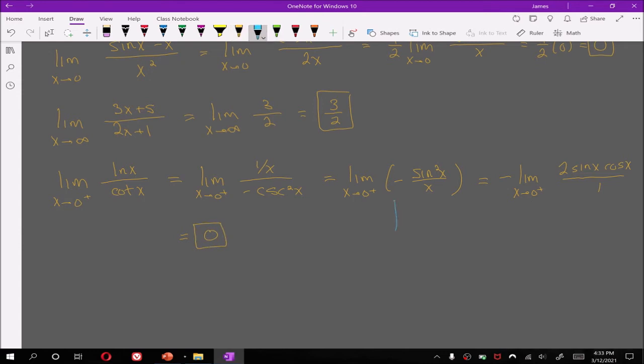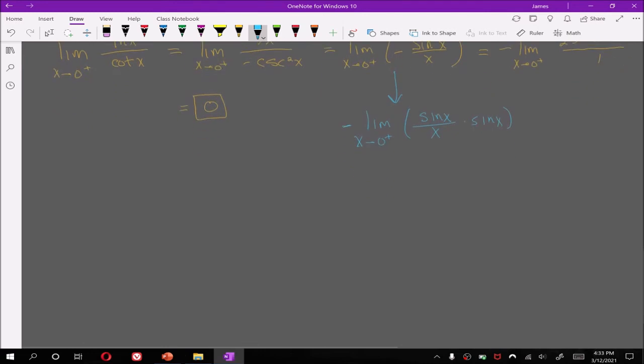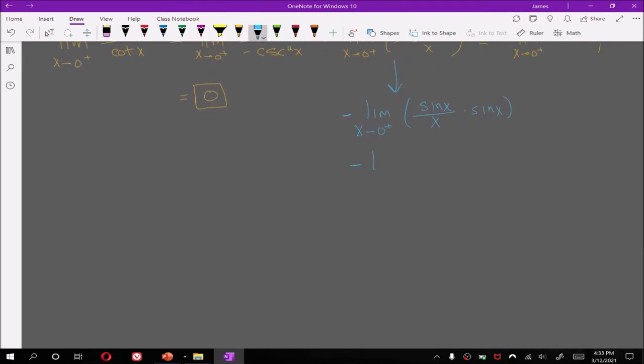Alternatively, what we could have done is from here, we could have written this as the limit as x approaches 0 from the right. Again, put a negative out in front. Right, sine squared is sine times sine. Then we have sine x over x times sine of x. That would have been negative limit as x approaches 0 from the right of sine of x over x, times the limit as x approaches 0 from the right of sine of x. We know this first limit goes to 1. This second limit would have gone to 0, and so we still would have gotten 0 as our limit.